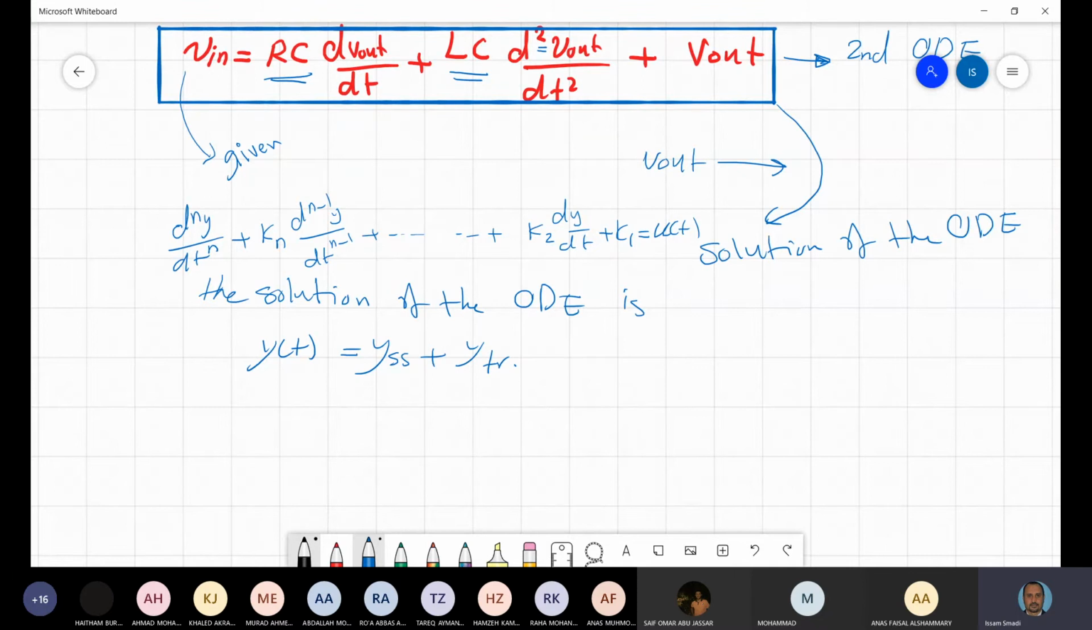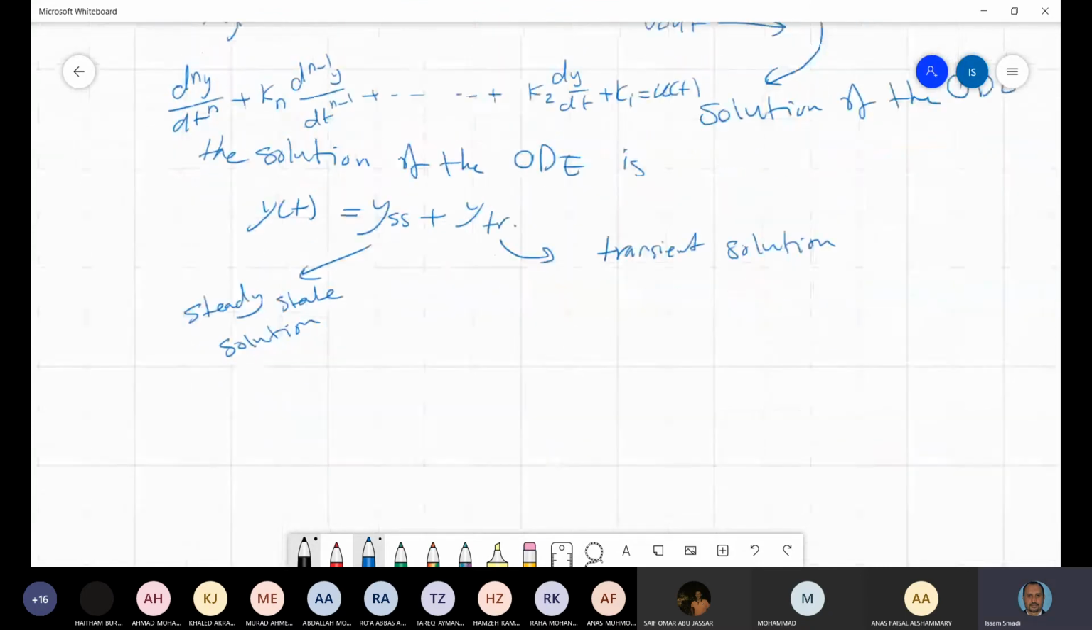Or simply in the math, you call it what? The homogeneous solution plus the particular solution, or the natural solution plus the forced solution. So this is actually the steady state solution. And this is the transient solution. This is the complete solution, correct?